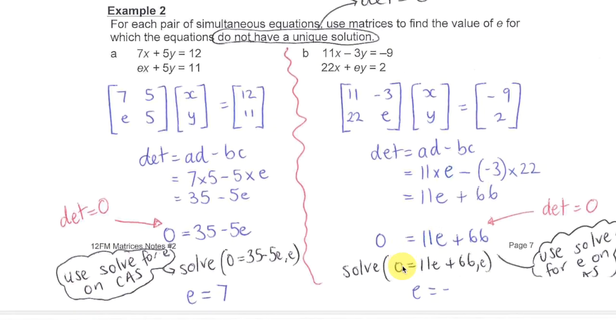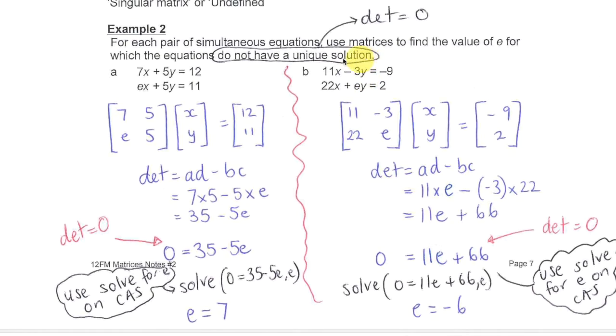All right, so let's look at this example. I think it's a lot clearer. For each pair of simultaneous equations, use matrices to find the value of E for which the equations do not have a unique solution. So if we do not have a unique solution, the determinant of the coefficient matrix will equal 0. Let's look at A.